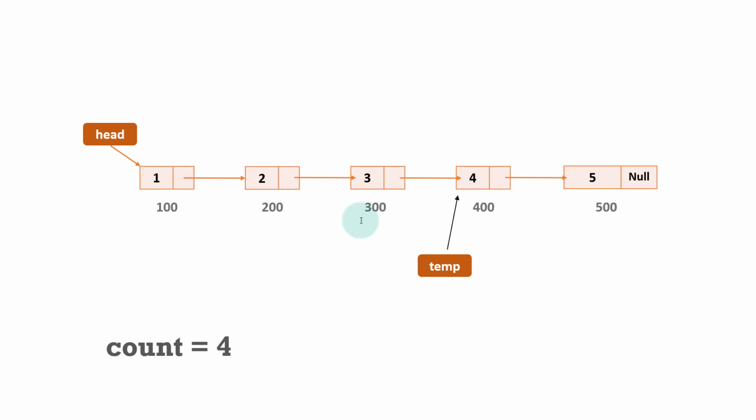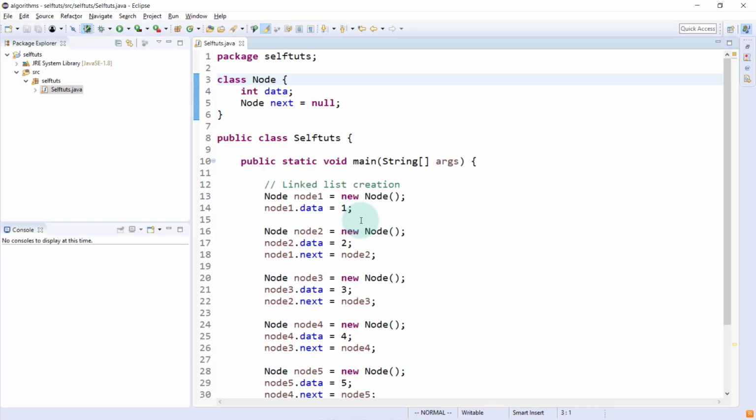I'll go to my Eclipse IDE and we'll try to code this particular problem statement there. So this is my Eclipse IDE and I have already created a self-tuts.java file, and there is some code present here. I'll explain what this particular code does. Don't get overwhelmed by it because we are going to explain each and every step one by one.